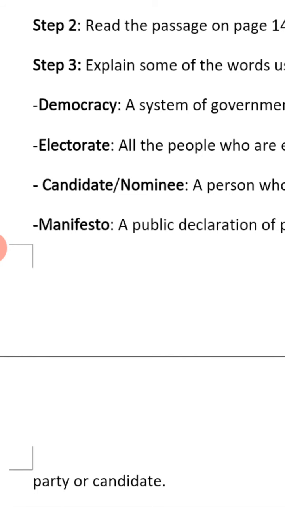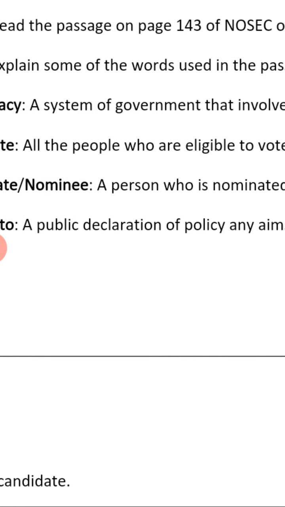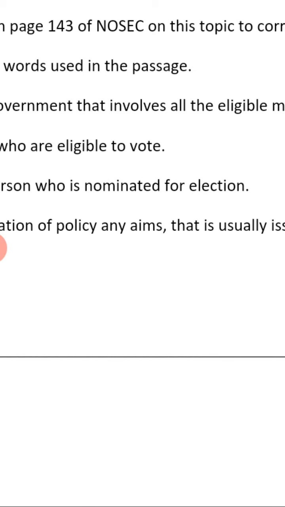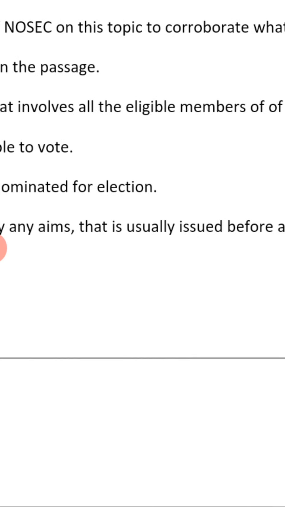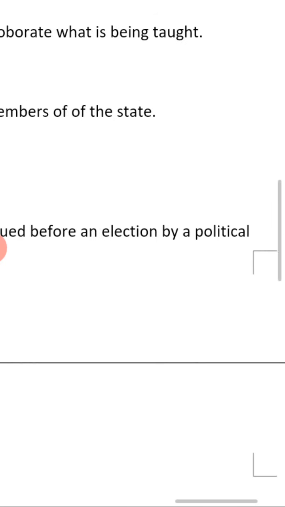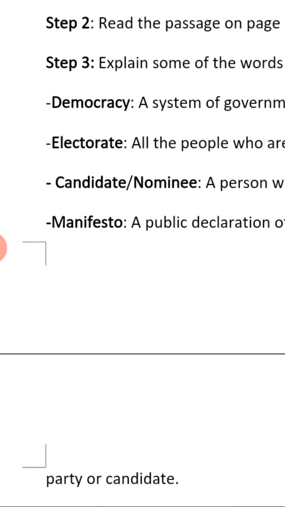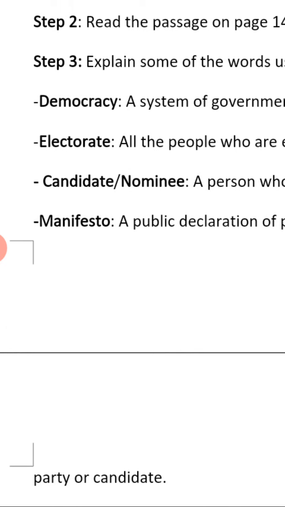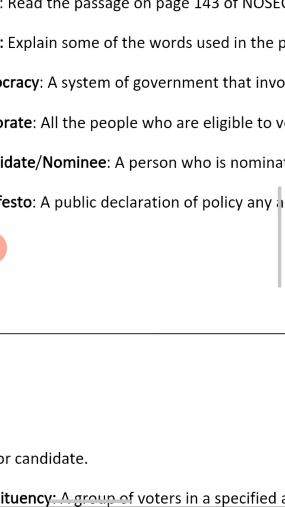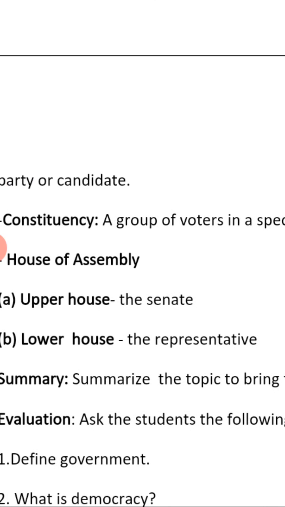And when we say manifesto, manifesto means a public declaration of policy or any aims that is usually issued before an election by a political party. What we are saying is that it is the rollout of aims that a particular political party or nominee intends to achieve when he or she, or when such a party, is voted into power. That is the program they have for the people.